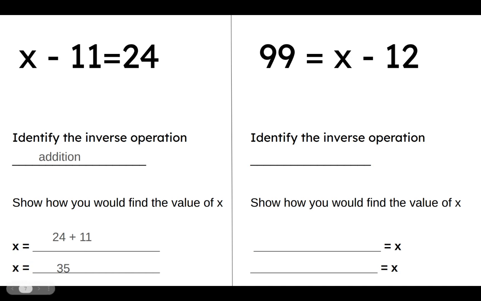99 equals x minus 12. My brain says I have a subtraction problem. The inverse of subtraction is addition. Show how you would find the value of x. Again, my supporting details: 99 plus 12 equals x. Then my final paragraph, 111 equals x. I can check my answer. Does 99 equal 111 minus 12? If your answer is yes, then you did the problem correctly.